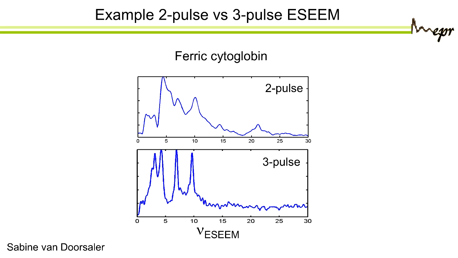So here's an example. This is a low spin iron, ferric cytoglobin, one of the globins with iron porphyrin, and this is the 2-pulse. You look at it and you don't really know what is what, it's like some of the DEERs. You say, okay, I have something around 20, I have something around 10. Then you do the 3-pulse, and you see the lines are much narrower and better resolved, and then you guess that this peak around 20 is probably some of the sum lines.